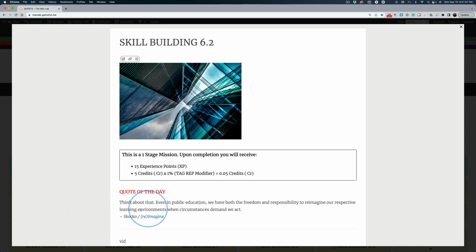I've zoomed in so you can see the quote of the day a little better. I wrote this to other educators, trying to get them to understand that they don't have to continue doing things the same way. And I want you to use your imagination to twist these words so they apply to you. You have both the freedom and the responsibility to reimagine your learning environment when circumstances demand you act.